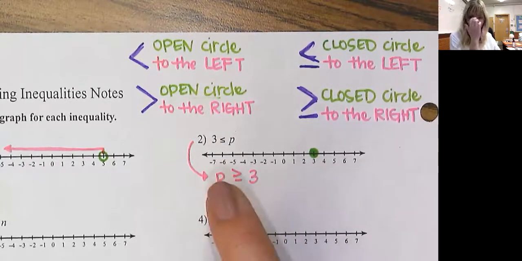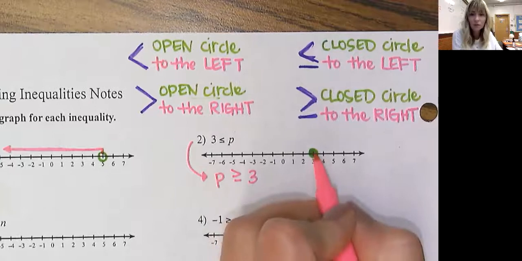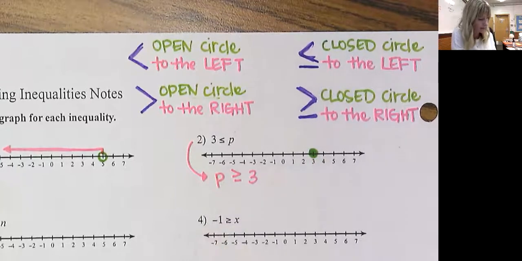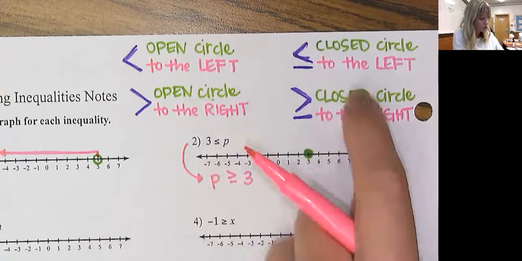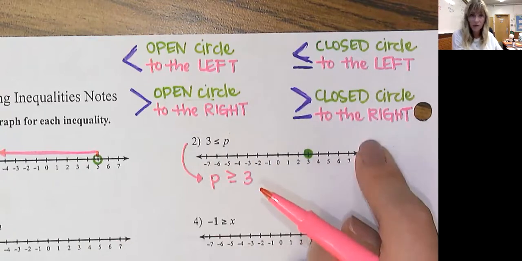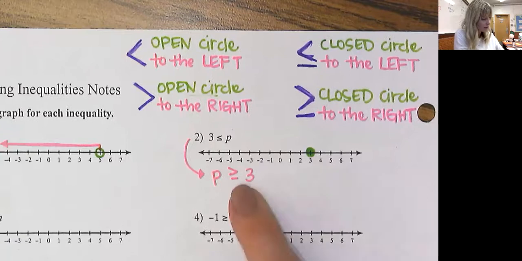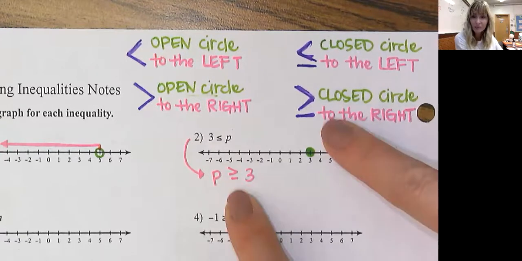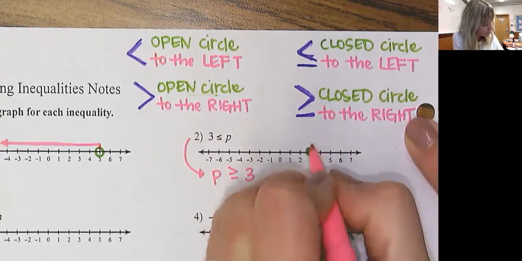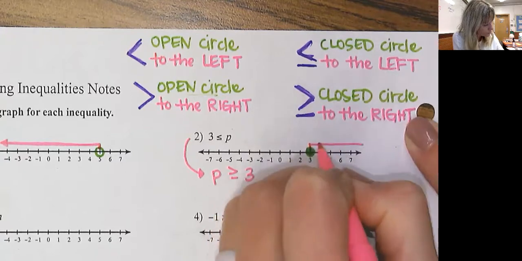And that's really important. It doesn't change that I have a closed circle at 3. That part stays, but it does change the direction that I go. So if you have the equal to part, you still have the closed circle, but now I know it actually matches this one, which means I need to go to the right.